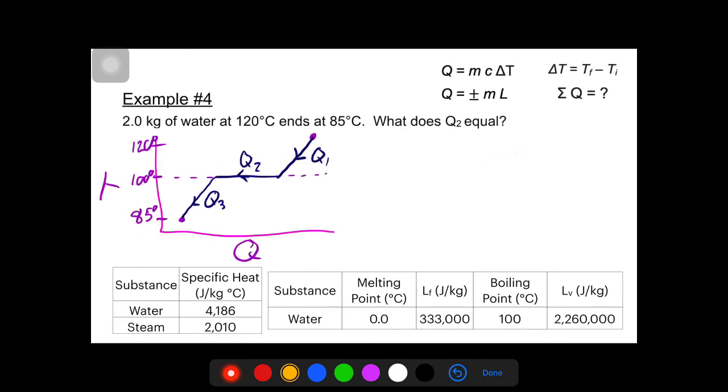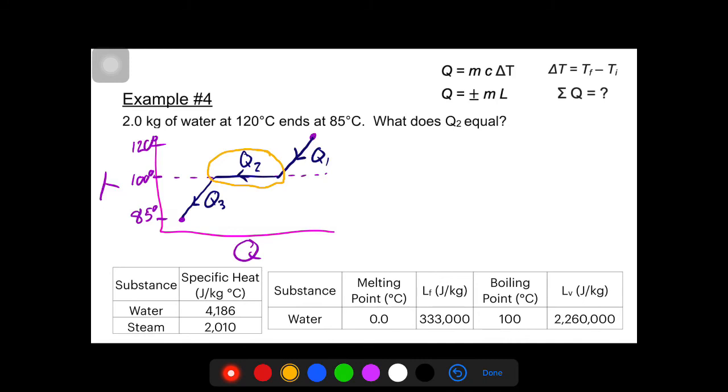Last problem, you try this one on your own. Hit pause, 2 kilograms of water at 120 degrees, ends at 85 degrees Celsius. What is Q2 equal? Hit pause, unpause it when you got it. So Q2, we are only looking at Q2.